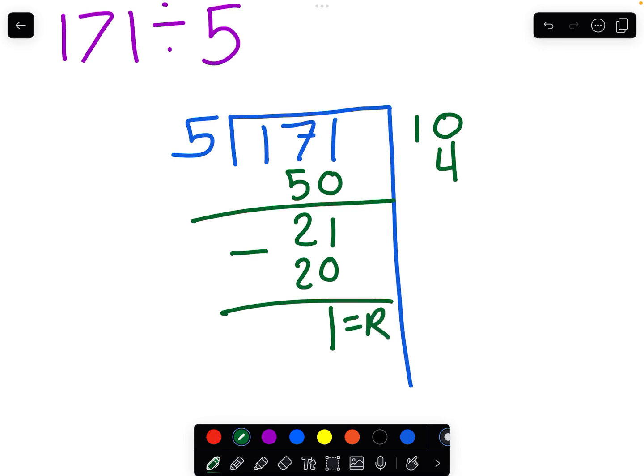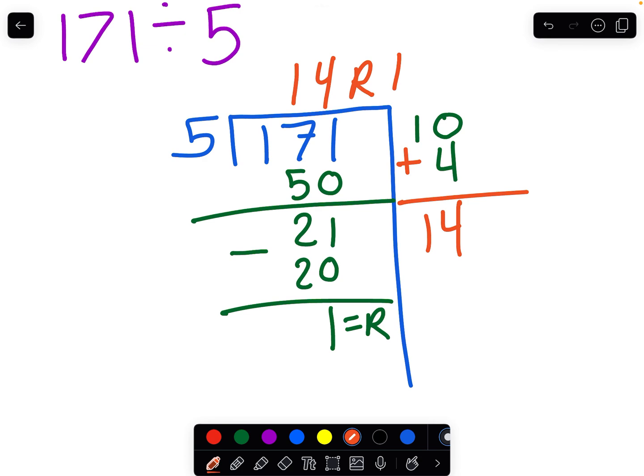And now the last part of the problem is I just need to add everything in this whole side area up. 10 plus 4 is 14. There's my answer. 14 remainder 1, or 14 1/5.